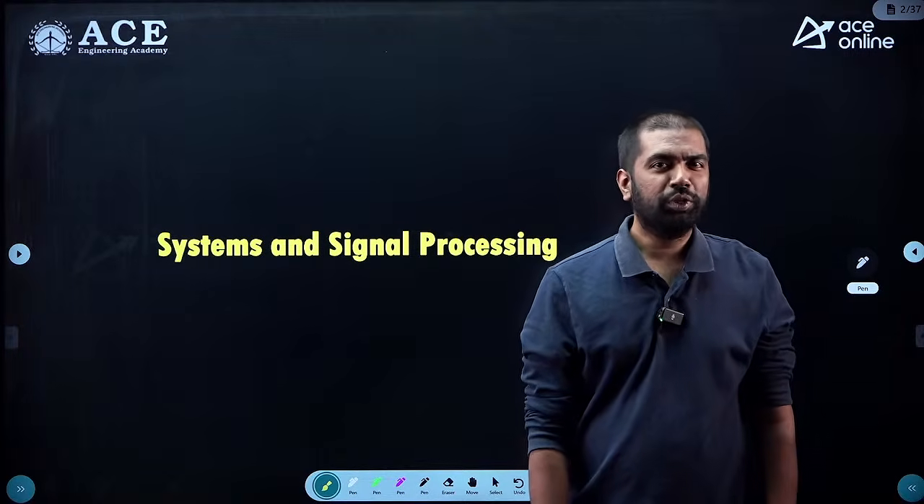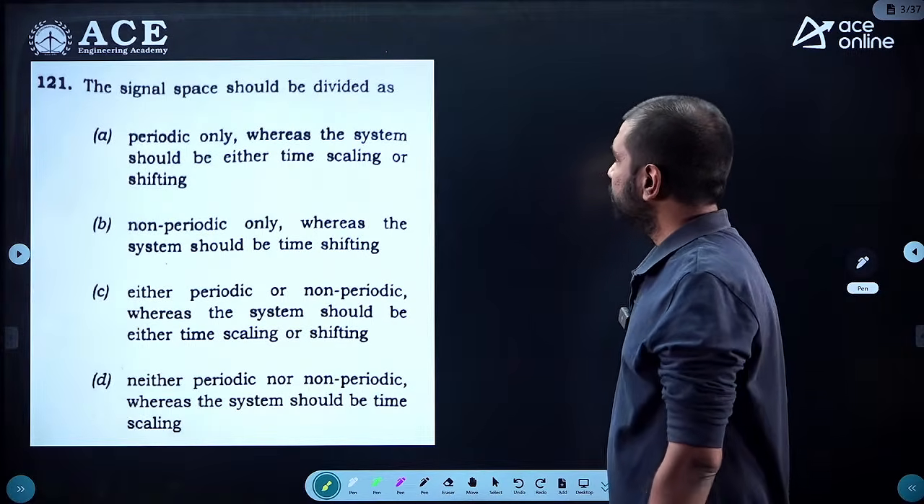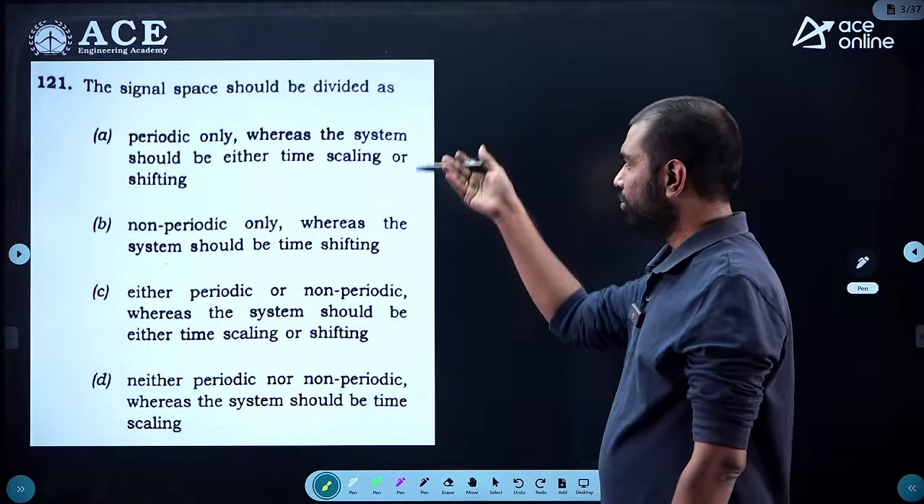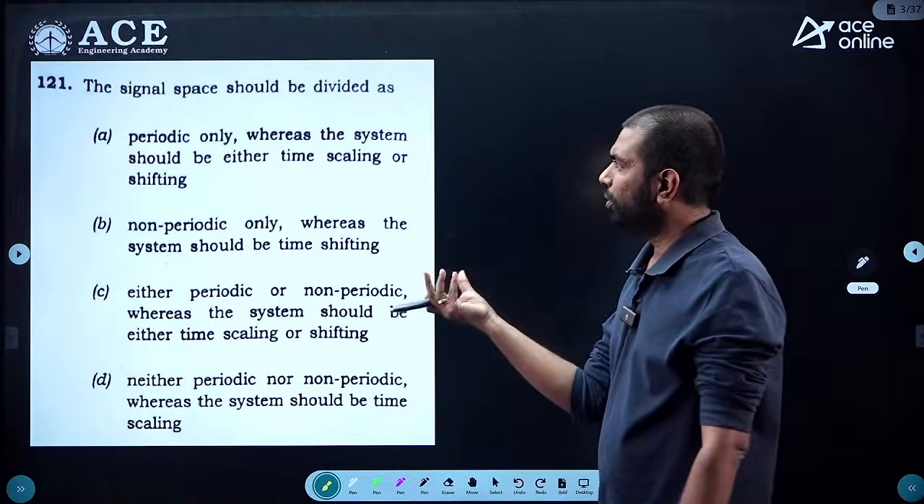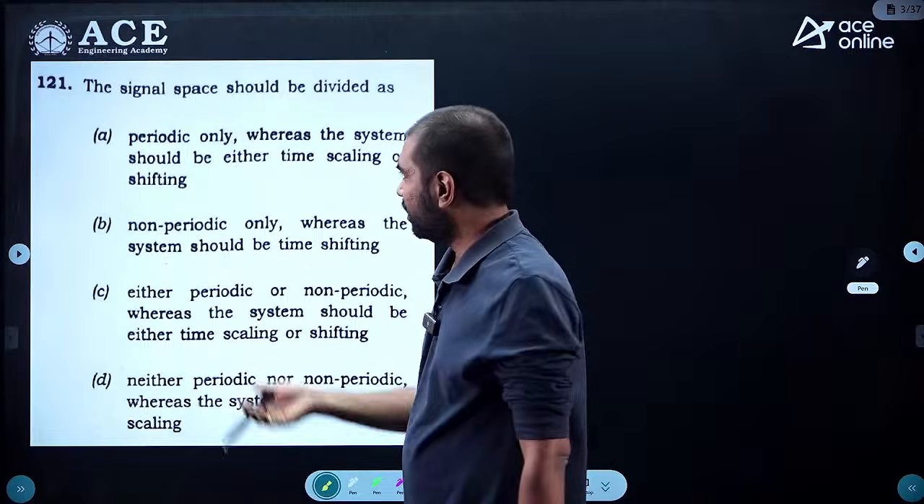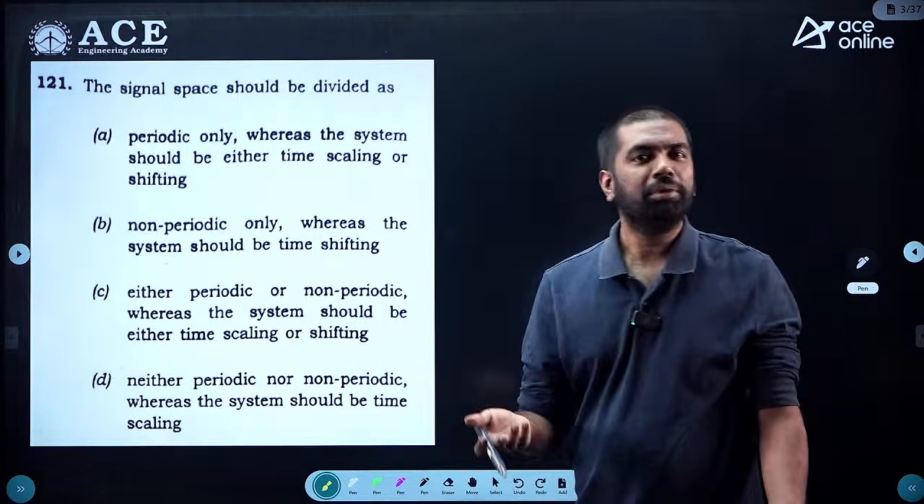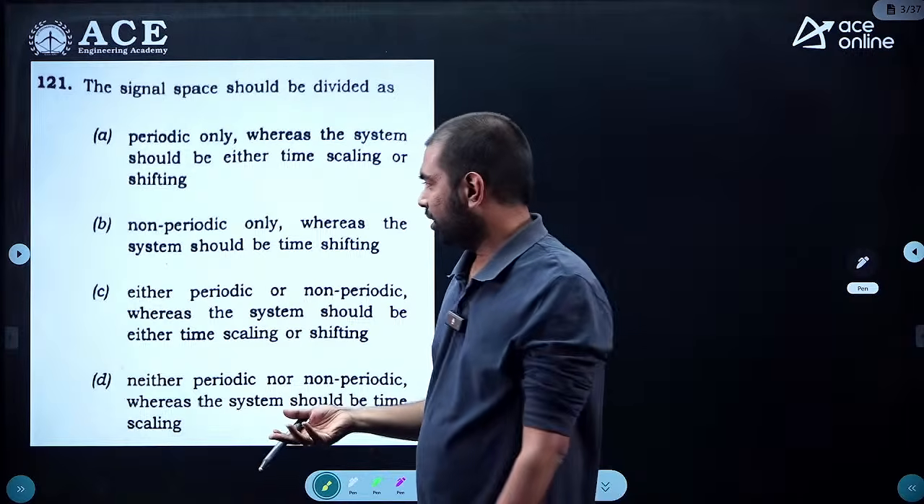So, let us look at the other questions from signals and systems. Here he says the signal space should be divided as... If you read each and every option, you look at a signal, it says periodic only. Signals can be periodic as well as aperiodic, so it is eliminated. And option B says non-periodic; it can be periodic or aperiodic.